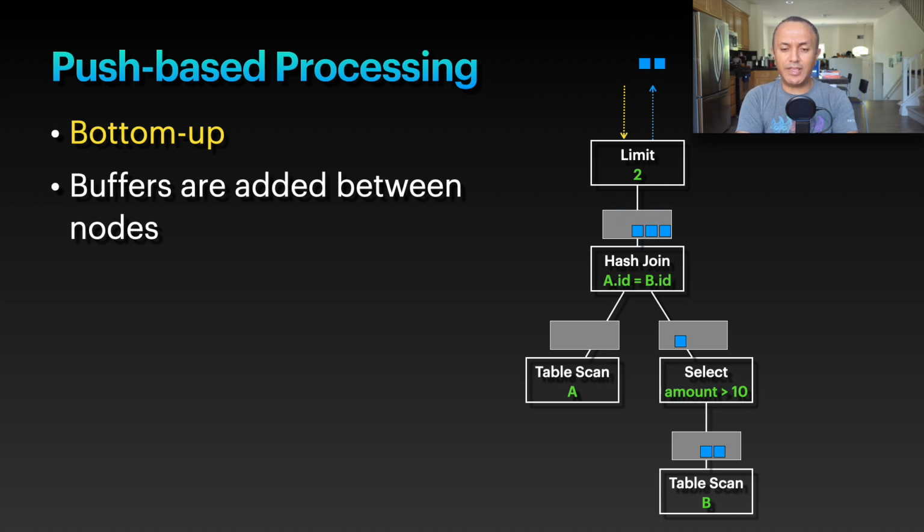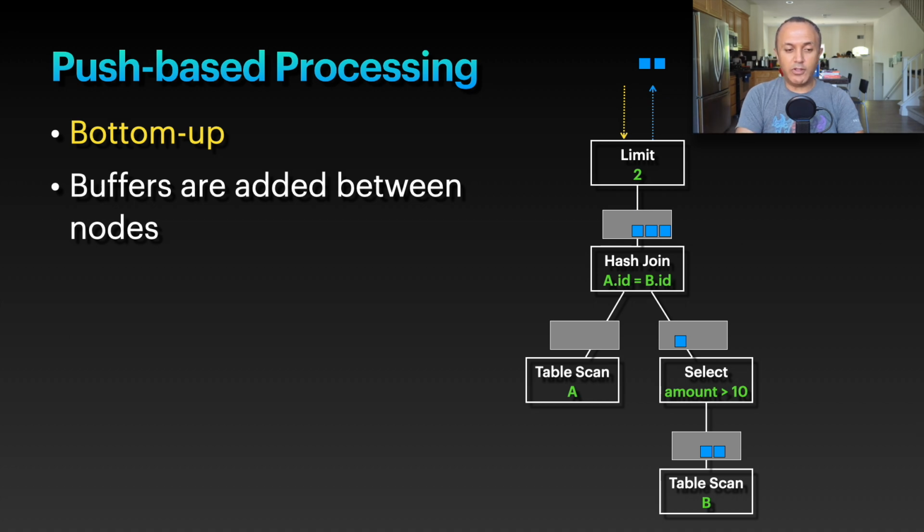In this particular case, as you have seen, we have limit 2, so as soon as we get 2 results, we can just stop the query, even though there are some intermediate results that have not been processed. We don't need them, right? So the table scan B, even though it hasn't finished scanning the table, can stop, as well as the hash join and the selection, all that, because we produced 2 rows and that's what the query is looking for.